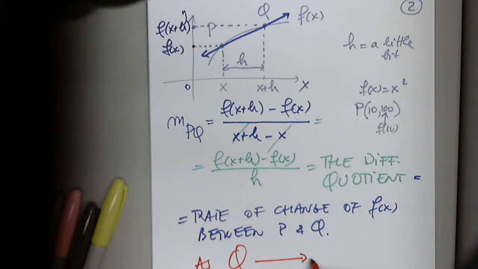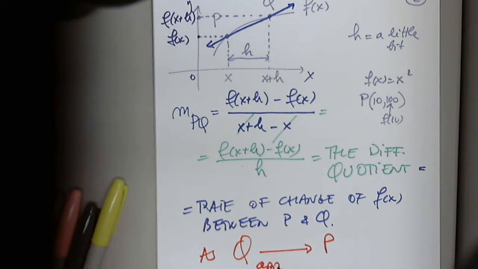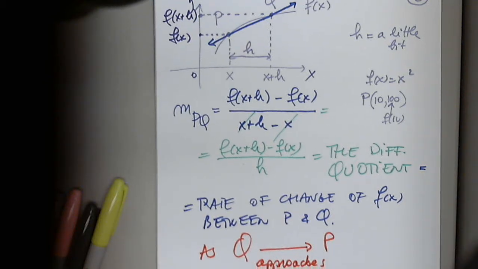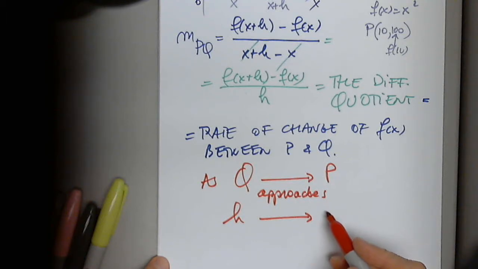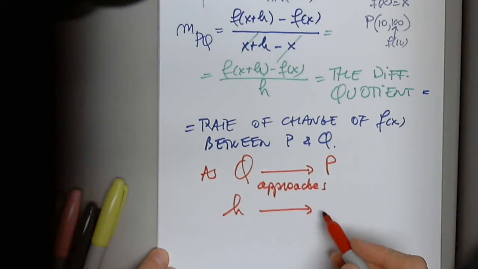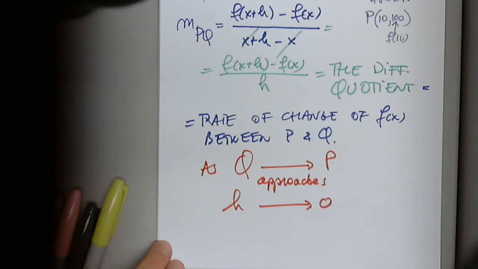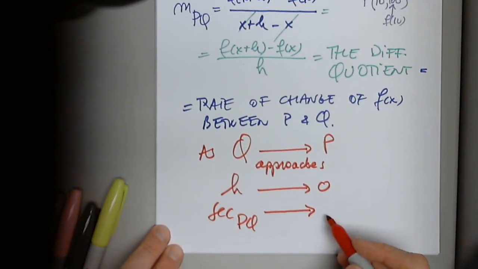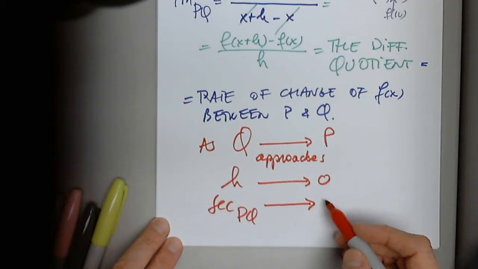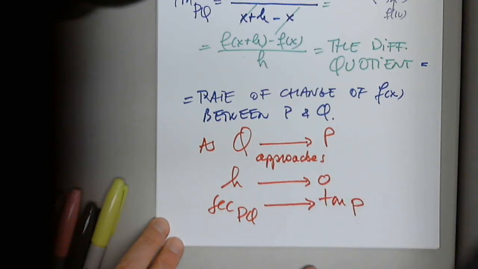As Q approaches P, h approaches how much? 0. Very good. The secant line PQ will become what did we just say? Very good. Tangent at P.